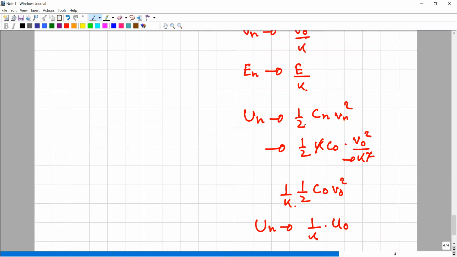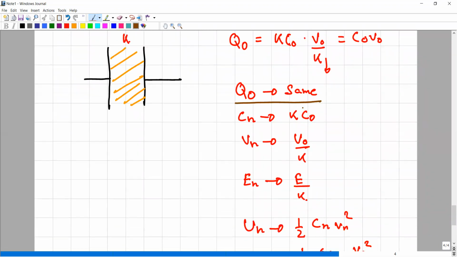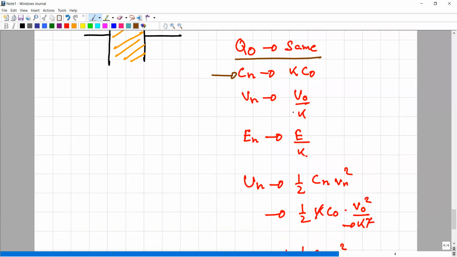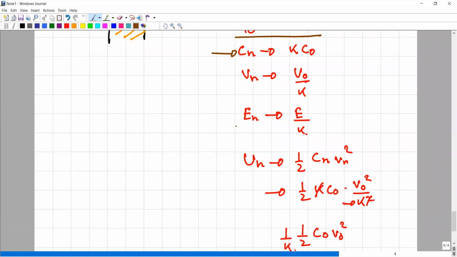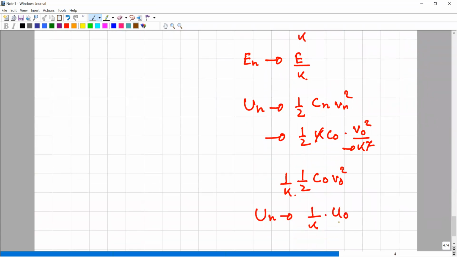So this is what happens to the five parameters. The charge remains the same, that does not change. If I have inserted a dielectric between the plates of the capacitor, the capacitance value will increase by K, the potential value will proportionately decrease by K, the electric field, because it is proportional to potential, will also decrease by K, and the new energy will be 1 by K times the original energy.